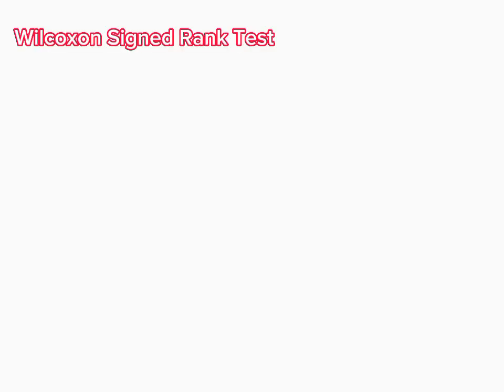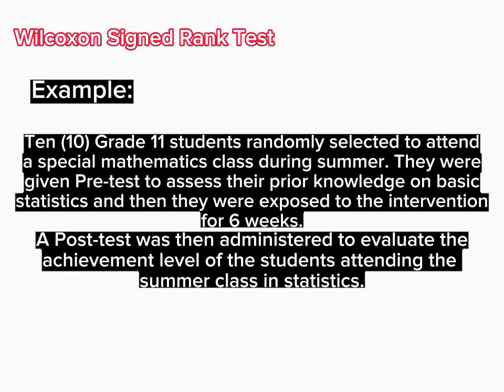Let's take this example. 10 grade 11 students were randomly selected to attend a special mathematics class during summer. They were given a pre-test to assess their prior knowledge on basic statistics, and then they were exposed to the intervention for 6 weeks. A post-test was then administered to evaluate the achievement level of the students attending the summer class in statistics.